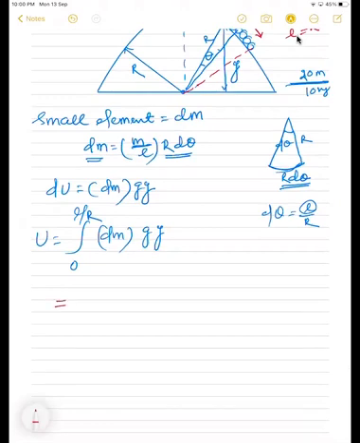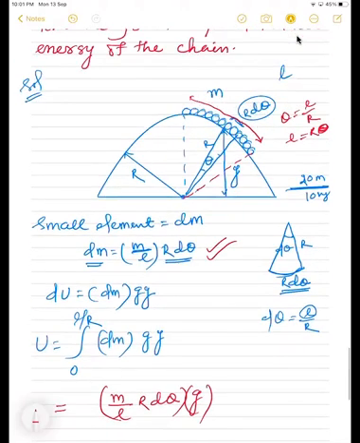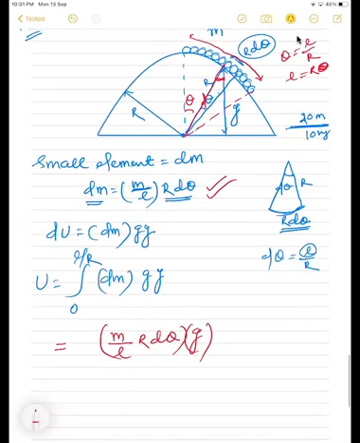Next let's see, what will we put in place of dm? We will put M by L into R d theta, which we have already got for dm. Correct? And g stays in its place. Students, the most important thing from here is that we have taken this angle as theta. This is d theta, literally this is d theta and this is theta. If this is theta, this angle is also going to be theta, and this is the radius R. If this is theta, then y is equal to R cos theta, na students? From here you can see in this triangle, if this is radius R, this angle is theta. So y can be written as R cos theta, or not?